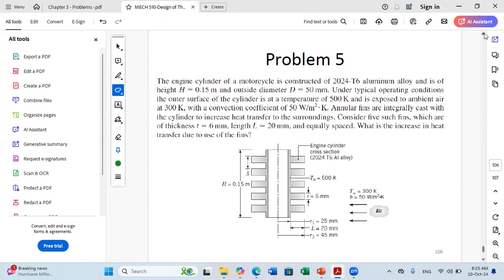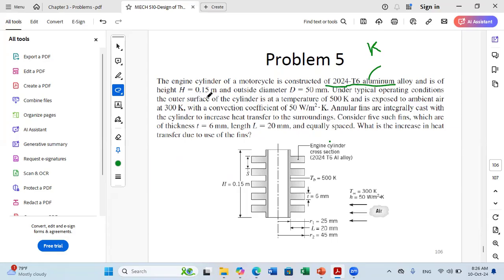The engine cylinder of a moto is constructed of 2046 aluminum alloy. Whenever they give you the type of the material, I will give you a table so you can read the properties. Instead of directly giving you the conductivity, I can give you the material, and I will give you a table with it to read the value of conductivity.